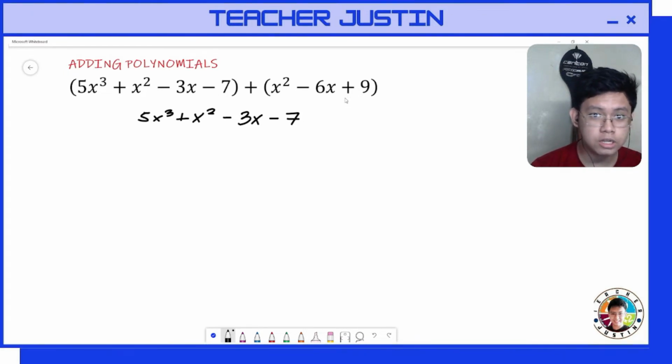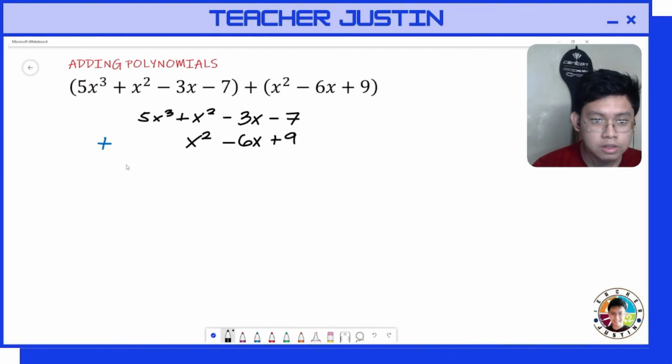And for our second polynomial, it is x squared minus 6x plus 9. And in order for us to add, let's use the operation addition. Okay, we will align our similar terms to our first polynomial. So we have x squared, so we will align it here. X squared. Negative 6x, we will align it with 3x. And 9, positive 9, we will align it with negative 7.